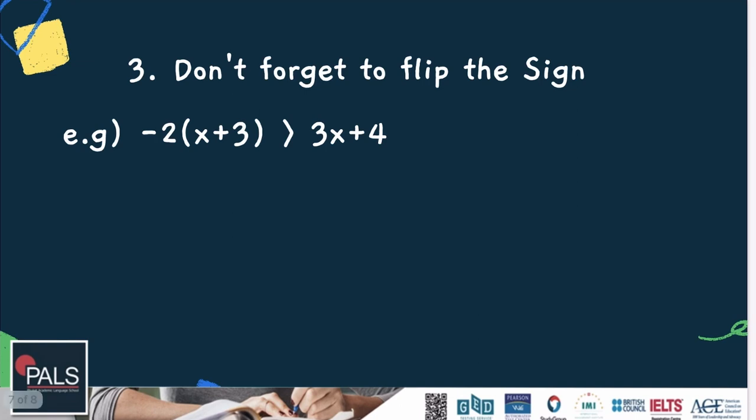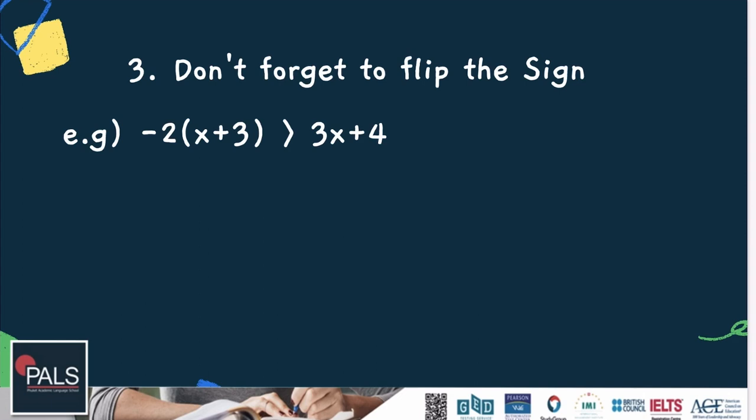So next is inequality. Don't forget to flip the sign. So this one is on the inequality topic. About inequality, there is only one thing I tell my students to be careful about: when you multiply or divide by a negative number, you need to flip the sign. For example, minus 2 times in the bracket x plus 3 is more than 3x plus 4.